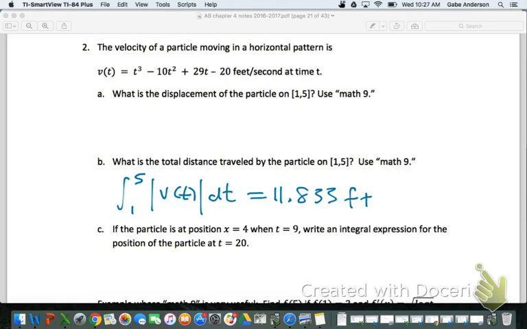Okay, final question for the day is C here. We'll get a chance to repractice the Math 9 thing again tomorrow. We'll probably warm up with that. So it says here in part C, if the particle is at position x equals 4 when t equals 9, find an integral expression for the position of the particle when t equals 20.